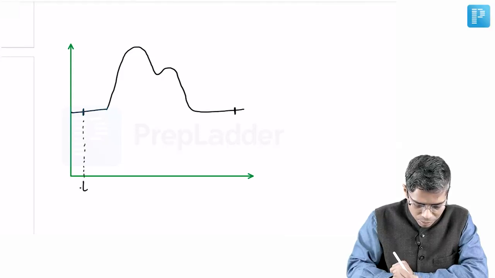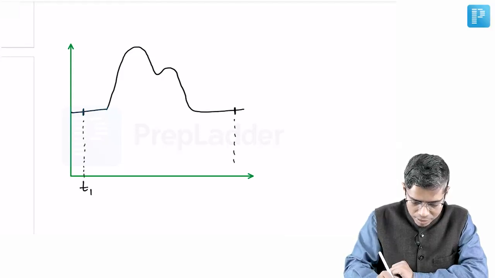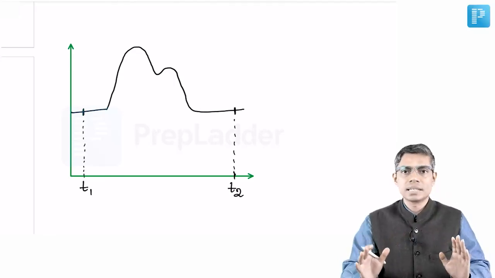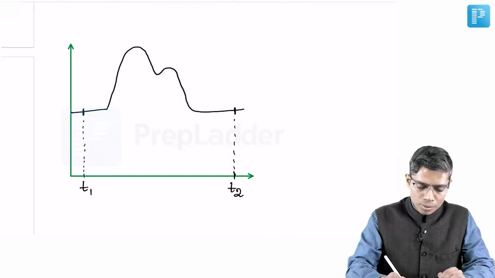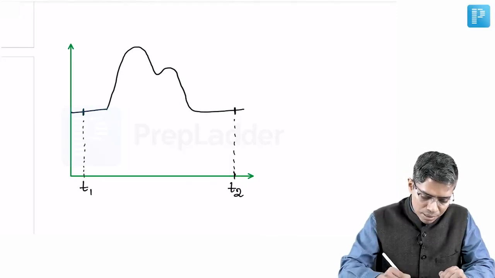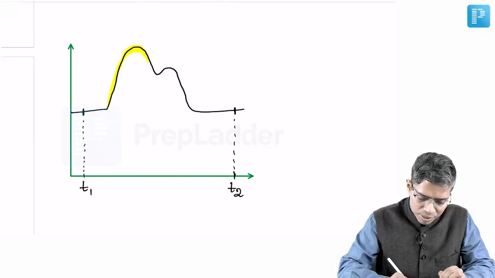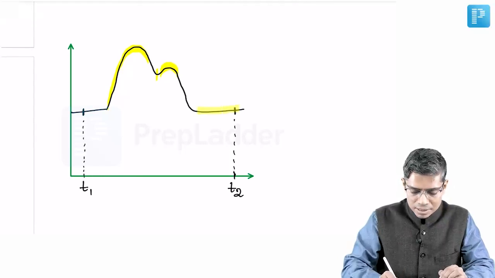So this is T1 and this is T2. The time interval between T1 and T2 is the cardiac cycle duration, right? So we know that in the aortic pressure curve, this wave is known as the percussion wave, and then there may be a tidal wave, then this is the dicrotic notch, and then the dicrotic wave is here, and then this is the diastolic blood pressure.